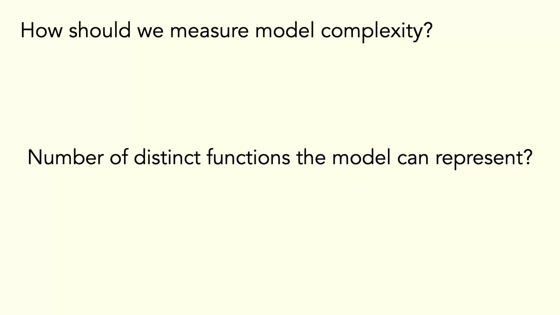Okay, so how should we measure model complexity in the deep learning era? Should it just be the number of distinct functions the model can represent? No, because deep nets can represent a huge number of functions, and so many functions that the classical bounds that tell us how capacity relates to generalization don't hold. They would say that this is like way too high capacity a model. There must be something else that is helping us to find solutions that generalize rather than solutions that don't generalize.